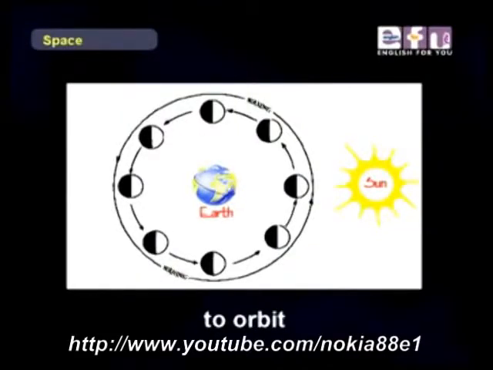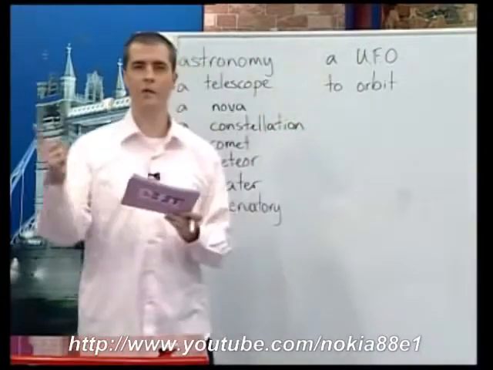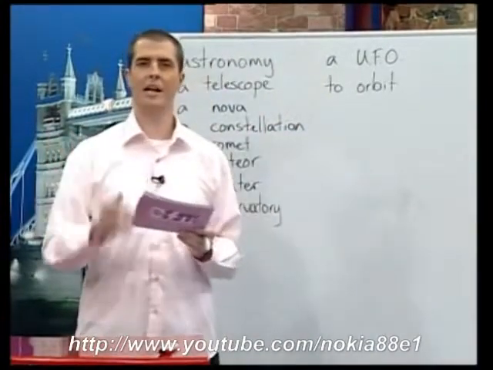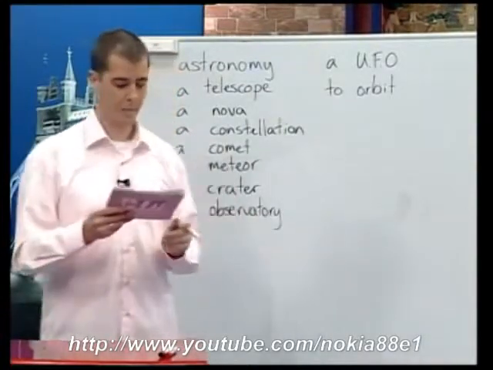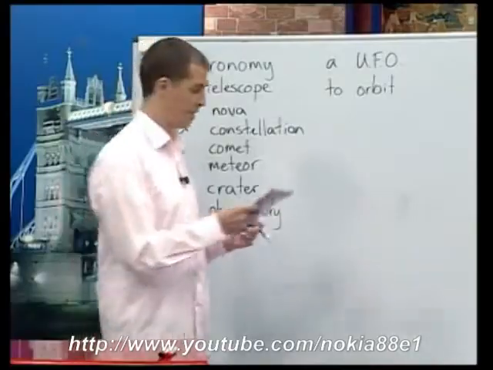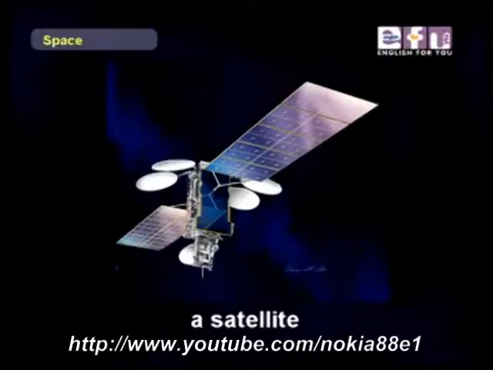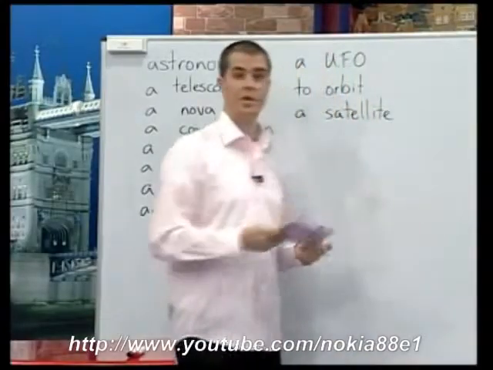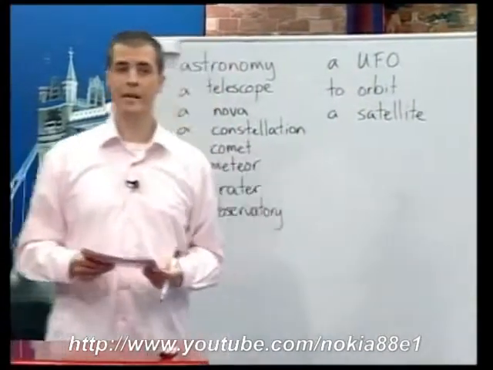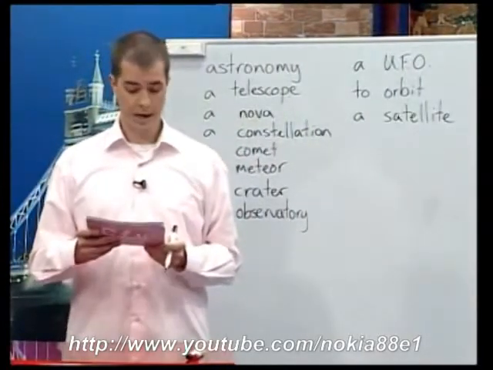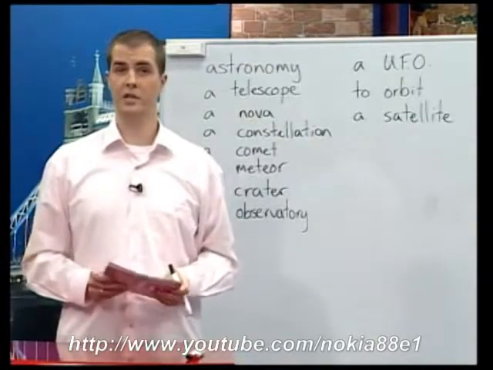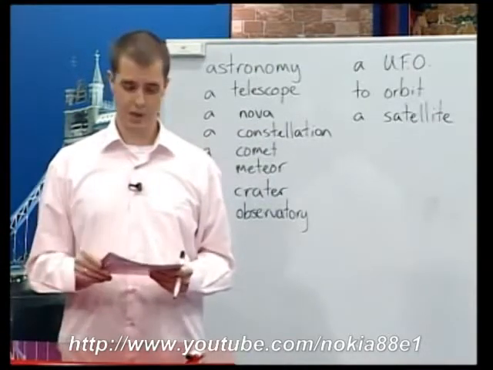We have a verb now, to orbit. To orbit is to travel in a circle around a much larger object. For example, the moon orbits around the Earth, and the Earth orbits the sun. Next, a satellite. A satellite is a machine that has been sent into space and it goes around the Earth. It orbits around the Earth. We use them for radio, television and other forms of communication.